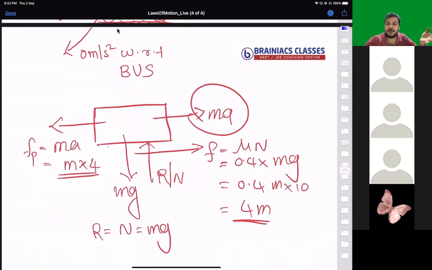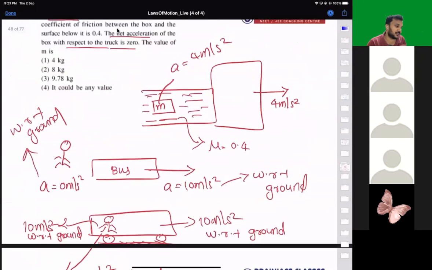Whatever value you give to m, if you give 1, then 4m backward, 4m forward, both are equal. If you give m equal to 2, forward 8 Newton, backward 8 Newton, because 4m forward and 4m backward. Now we look into the options.